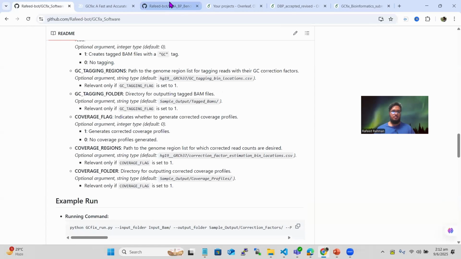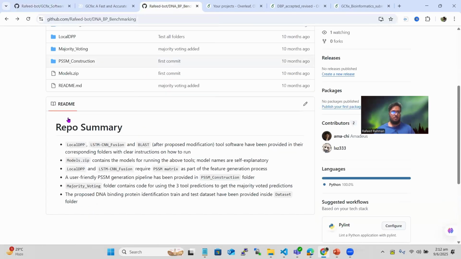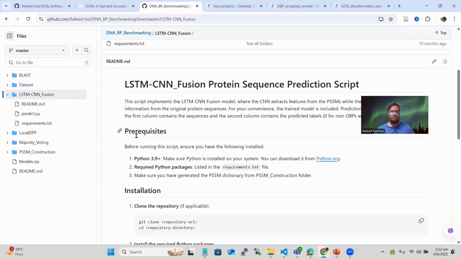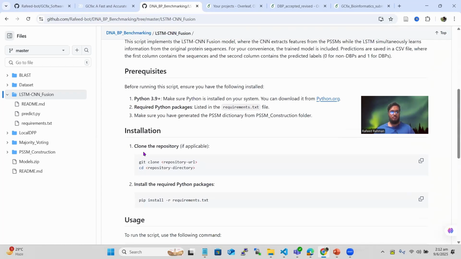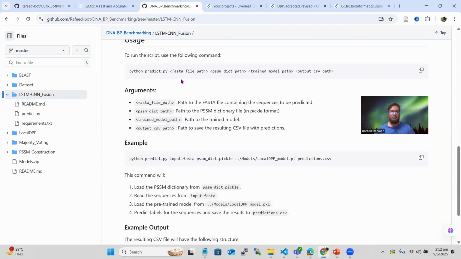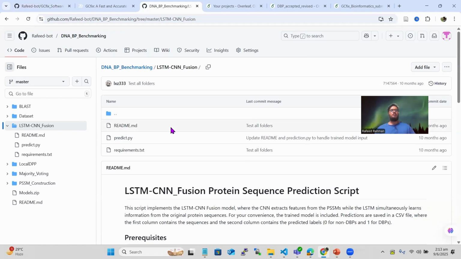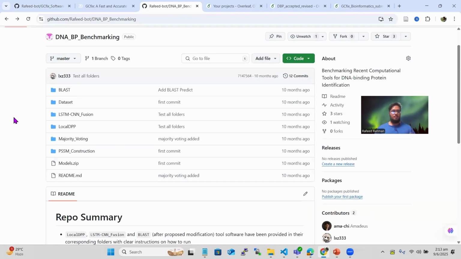Similarly, you can see for this work, the benchmarking work, we have given the best tools according to our investigation. We have made them available to the people. It's the same thing: things you need to install, then how you actually use it, like what command you are going to give to actually run the tool on your data. So that is all about the GitHub.